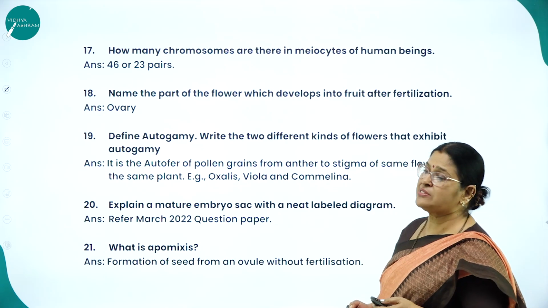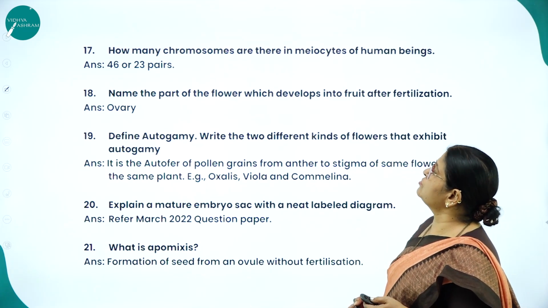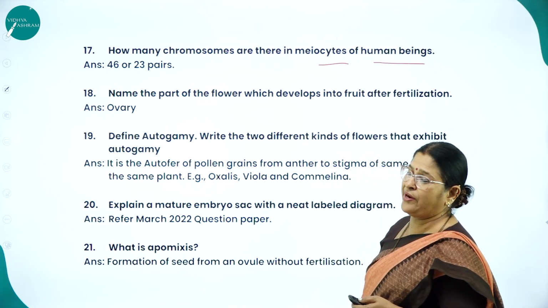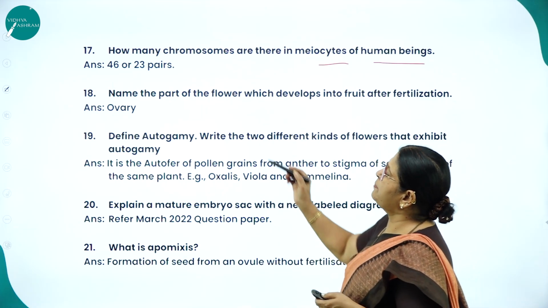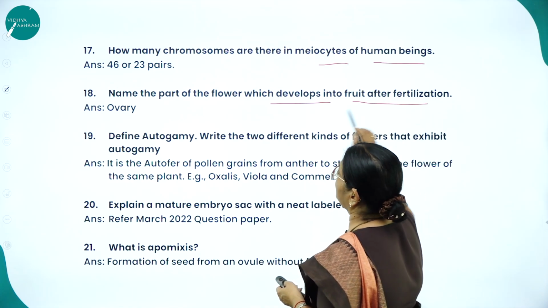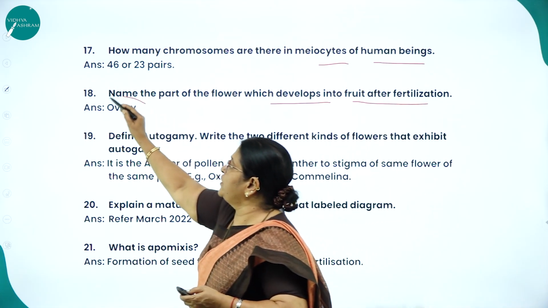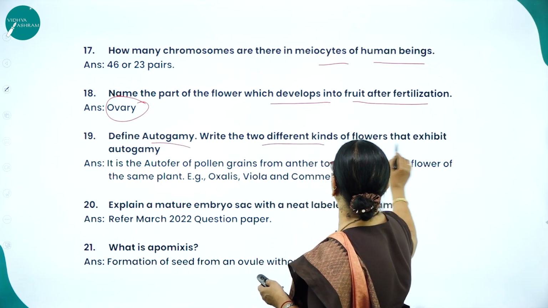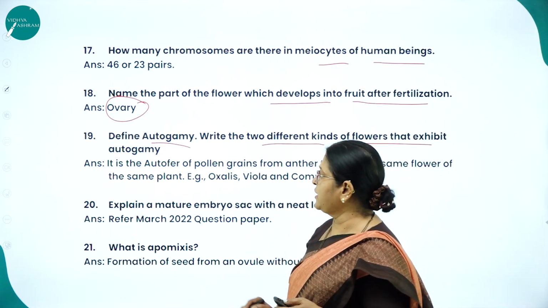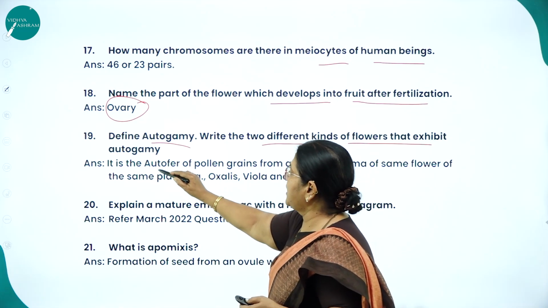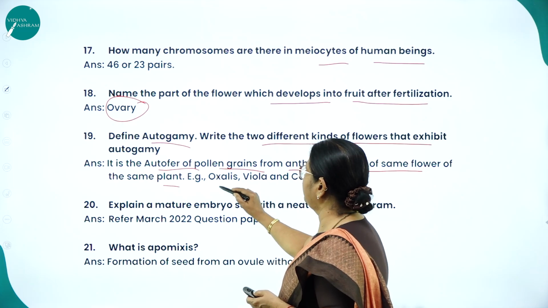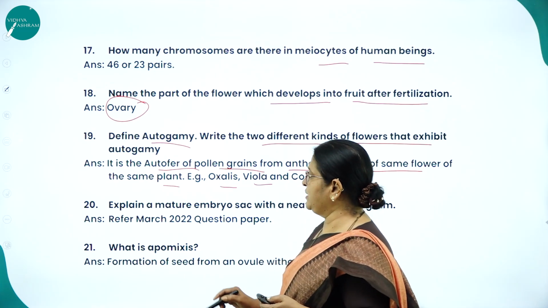Moving on to question number 17. How many chromosomes are there in meiocytes of human beings? That is 46, or 23 pairs. Name the part of the flower which develops into fruit after fertilization, that is the ovary. Question number 19. Define autogamy. Write the 2 different kinds of flowers that exhibit autogamy. It is the transfer of pollen grain from the anther to the stigma of the same flower of the same plant. Example, oxalis, viola and commelina.